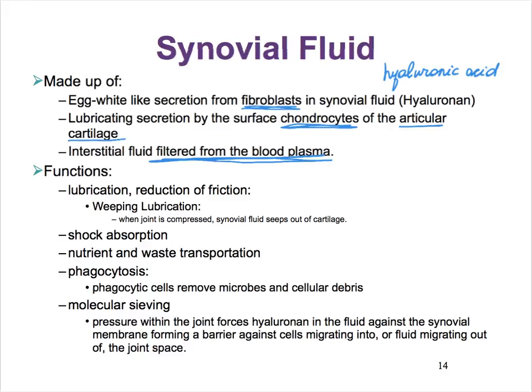As a matter of fact, when we're not using our joints, some of that synovial fluid is absorbed by the chondrocytes. So when we're not using our joints, the chondrocytes reabsorb the synovial fluid. When we then later on start to use our joints again, the synovial fluid will start to seep out, or weep out, hence the term weeping lubrication, out of the articular cartilage to help lubricate the joints more. So when we use our joints, we see weeping lubrication occurring.